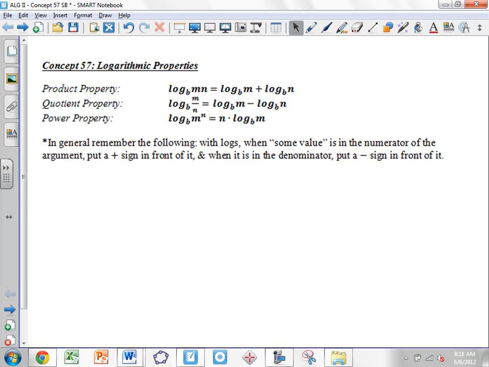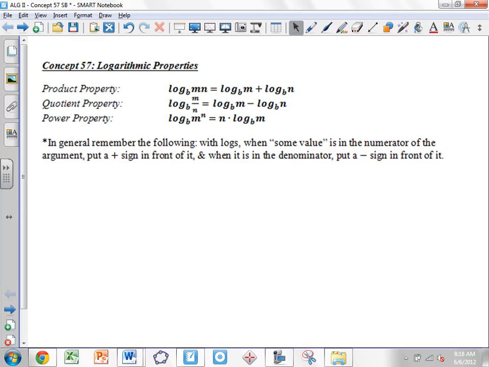Over here in the second part, you have the n being divided into the m. And look at the n part. The n part has a negative value in front of it. So what I wrote down is this general rule. Okay? In general, remember the following.